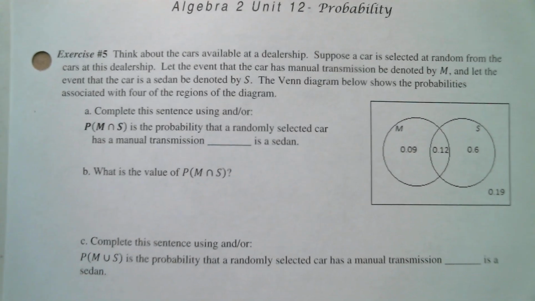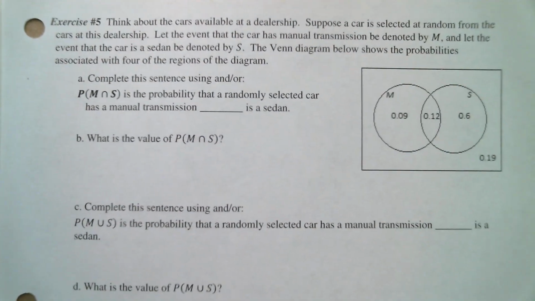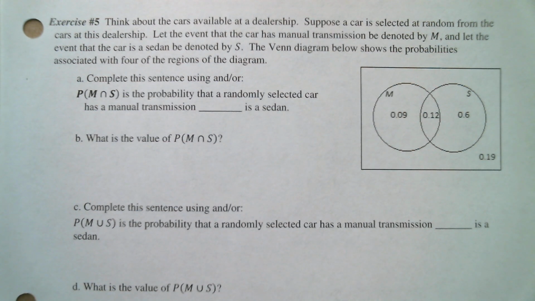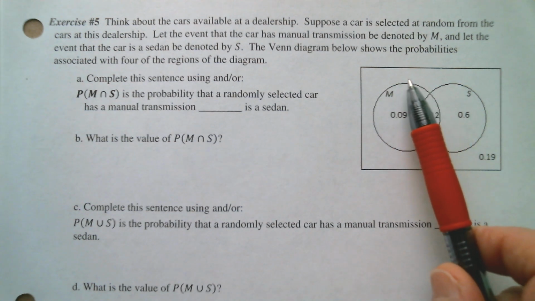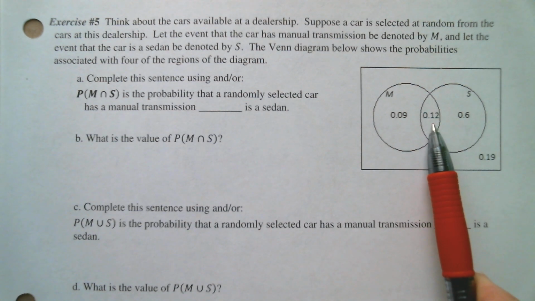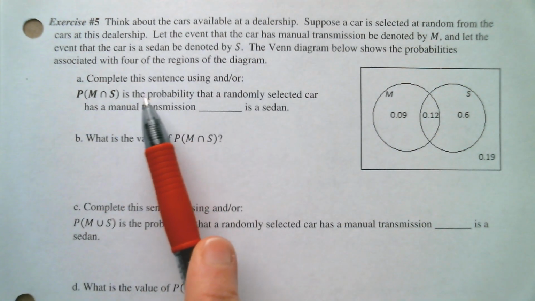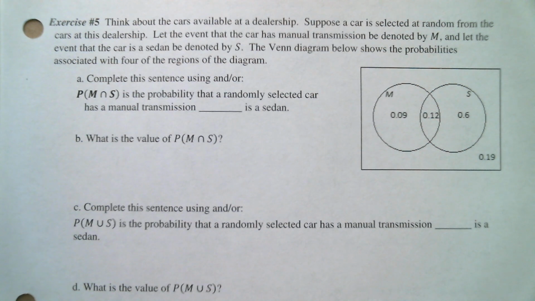Exercise number 5. Think about the cars available at a dealership. Suppose a car is selected at random from the cars at the dealership. Let the event that the car has manual transmission be denoted by M, and let the event that the car is a sedan be denoted by S. So manual, sedan. So 0.12 is sedan and manual transmission. The Venn diagram below shows the probabilities associated with 4 of the regions of the diagram.